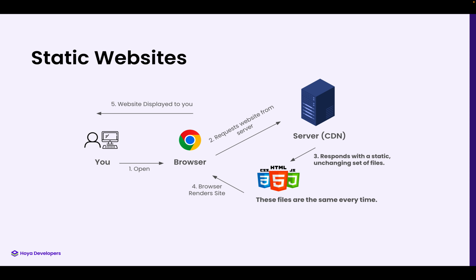And so in this diagram, it's the same diagram where the browser will request something from the server. The server will respond with a static, unchanging set of files, and then the browser will render these same files every time, no matter the user. And because the server returns the same files every time, sometimes this is referred to as a CDN, which means a content delivery network.